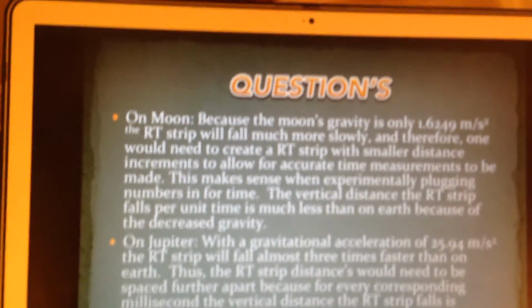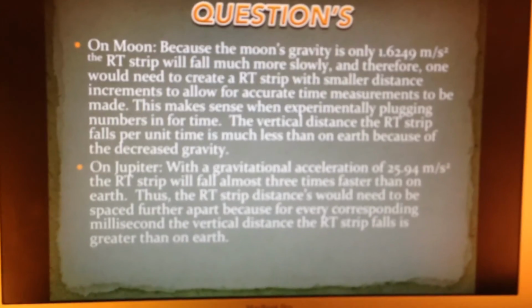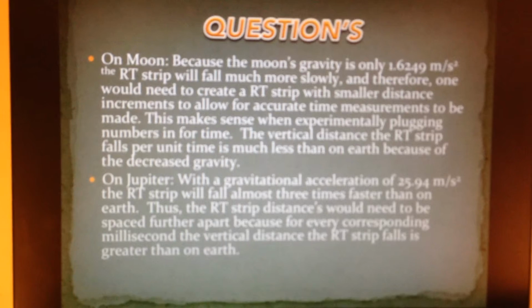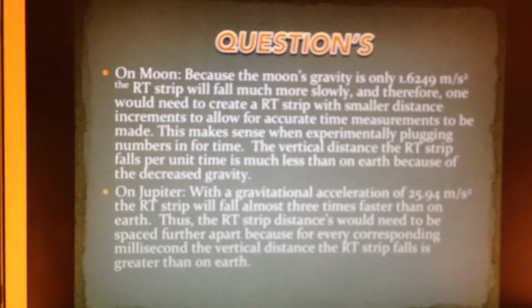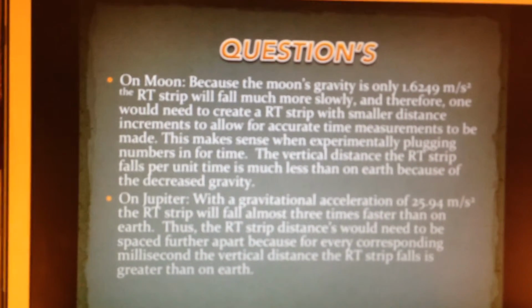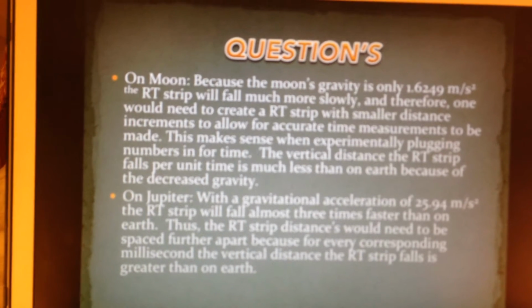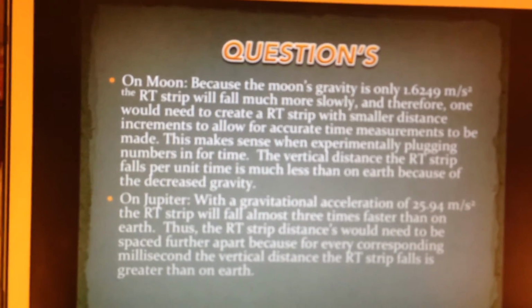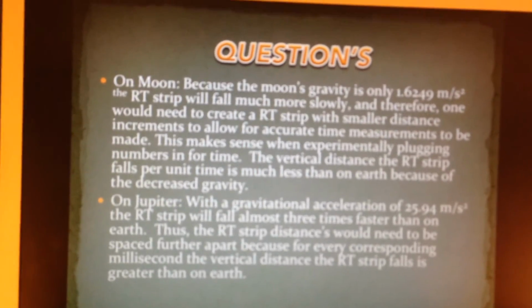because of this decreased gravity. In contrast, on Jupiter, which has a gravitational acceleration of 25.9 meters per second squared, almost 3 times that of Earth, the RT strip is going to fall almost 3 times as fast. Thus, the RT strip distances would need to be spaced further apart to allow for that increased drop time.